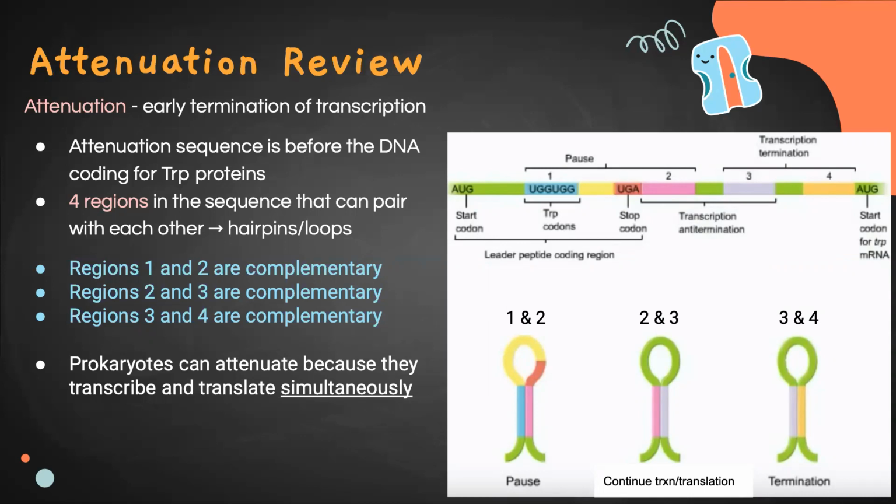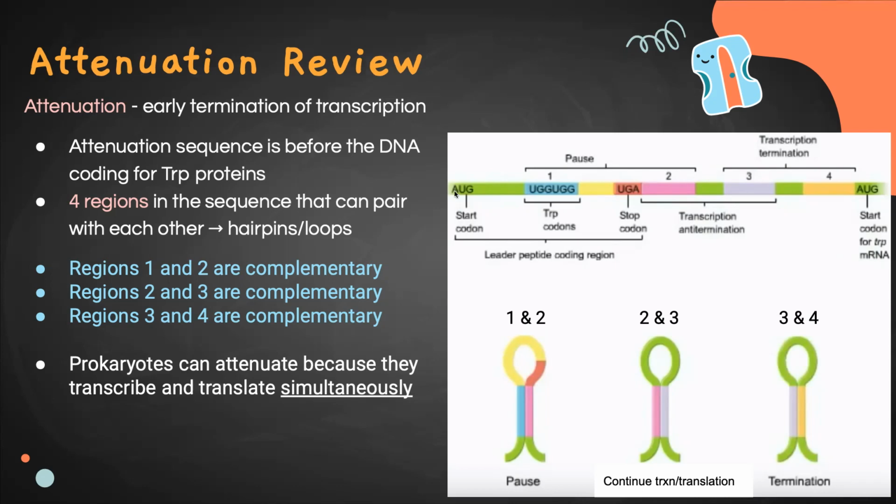And then there are 4 regions in the TRP operon's leader sequence that can base pair with each other and complement each other to form hairpin loops. Sometimes they're also called stem loops. So 1 and 2 are complementary, so they can pair together. 2 and 3 are complementary, those can pair together. And then 3 and 4 are complementary, so those can pair together. You won't get 1 and 4 or 1 and 3 because they're just not complementary. And these hairpins occur in mRNA? Yep, so this is the mRNA strand.